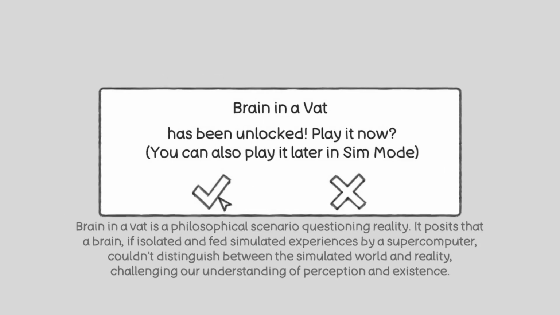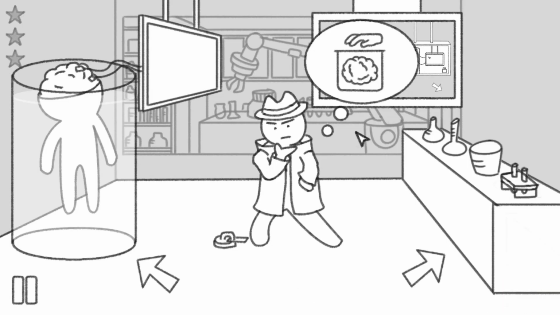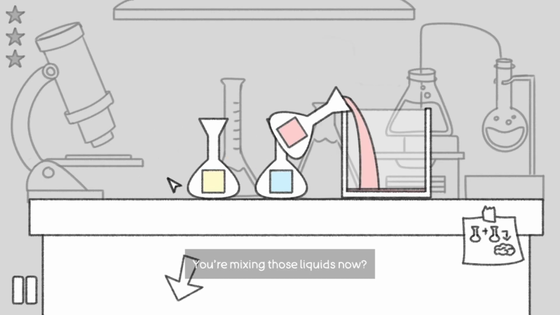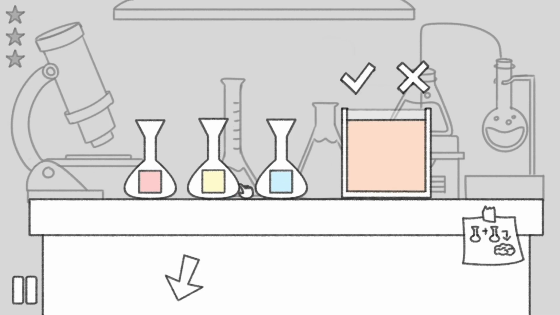Hectic. I want to play the gameplay. In this science lab, you'll question the very fabric of your reality. Skip button. Okay. Let's play it. You're mixing those liquids now. Hope you know what you're doing, because I certainly don't have a clue.